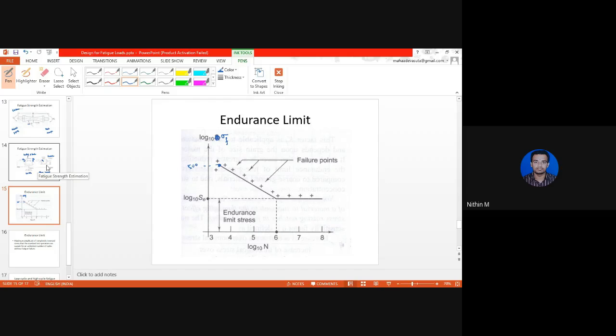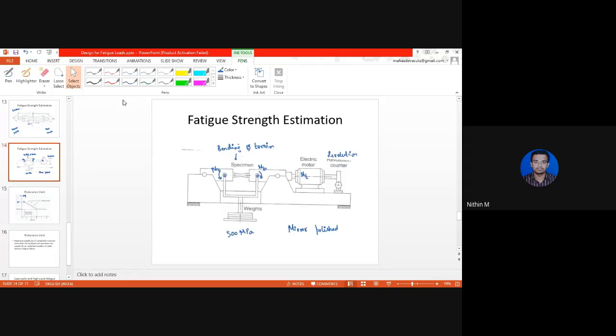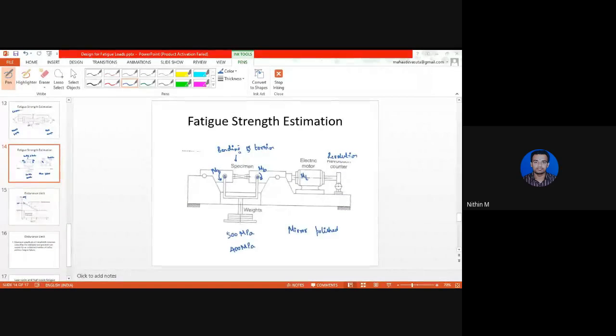Then I will go back, I will reduce the magnitude of stress, say to 400 MPa. Then I will set the machine to operate. The component will again take a certain number of cycles to failure, and it will fail at a particular point.